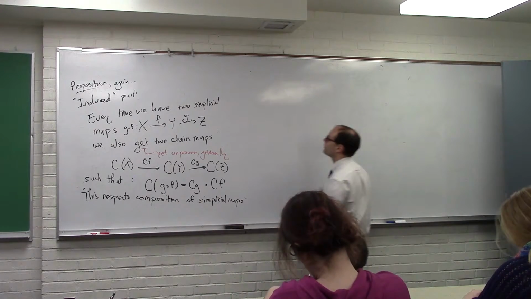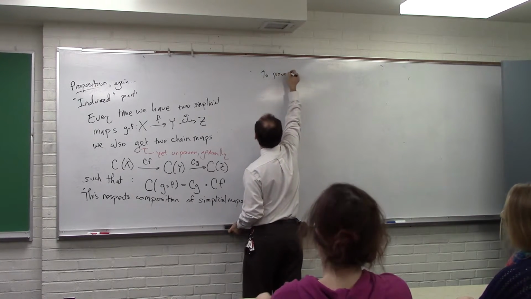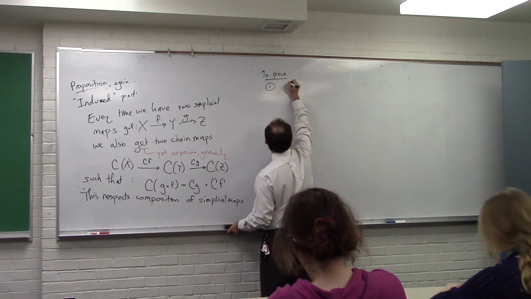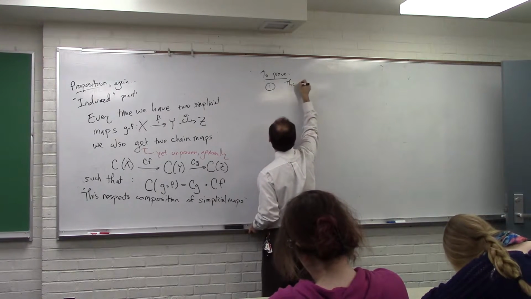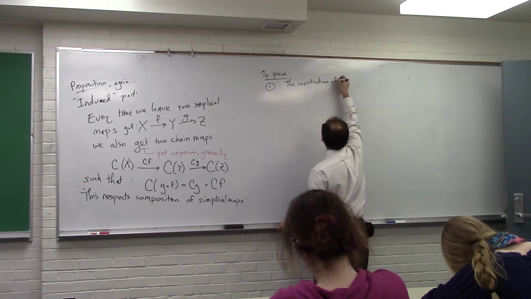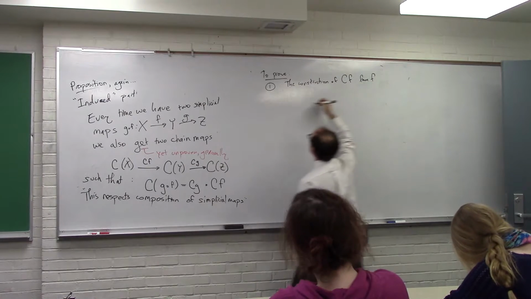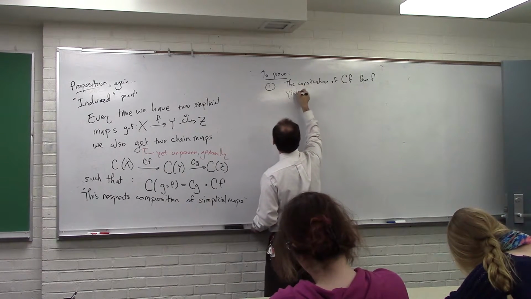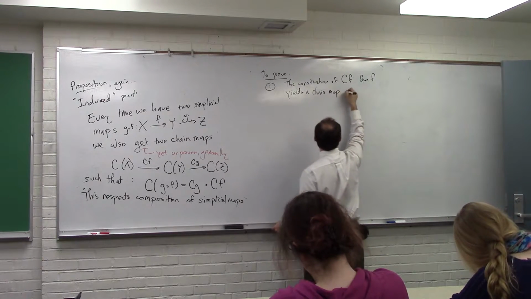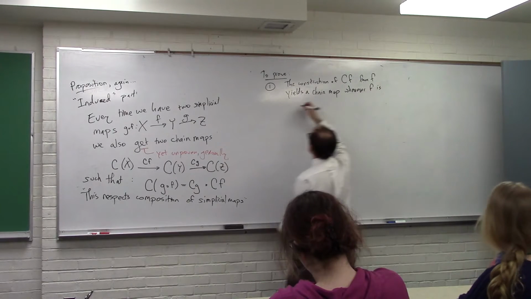Okay, so first of all, I need to prove that the construction of CF from F yields a chain map whenever F is a simplicial map.